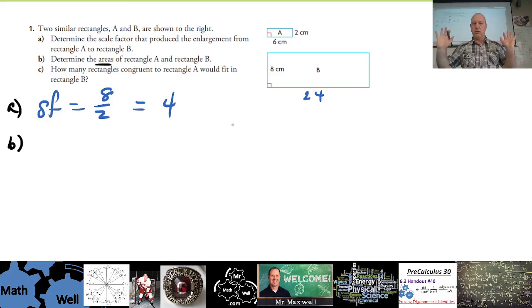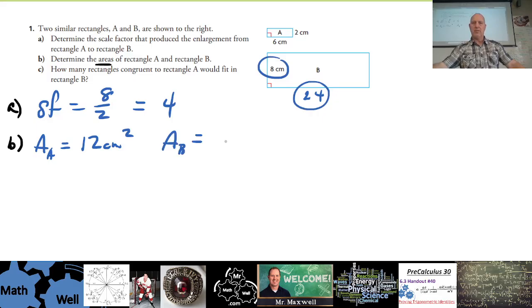Okay, I'm sorry, I don't want to go too fast, but I'm just cooking here. Okay, so 2 times 6, area A is 12 centimeters squared. 2 times 6. Area B is going to be 24 times 8. Right? So 24 times 8. So what's that going to be? 20 eights are 160, 4 eights are 32, 192? 192 centimeters squared. Does that look good?